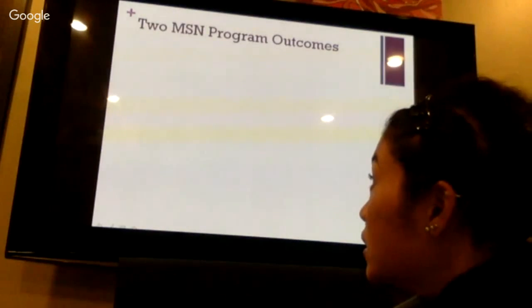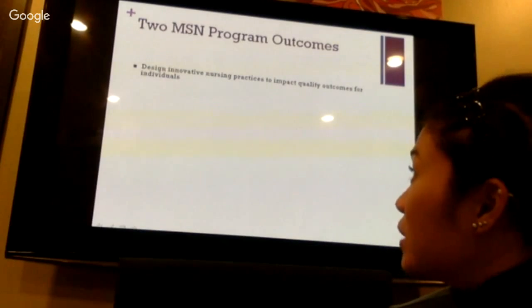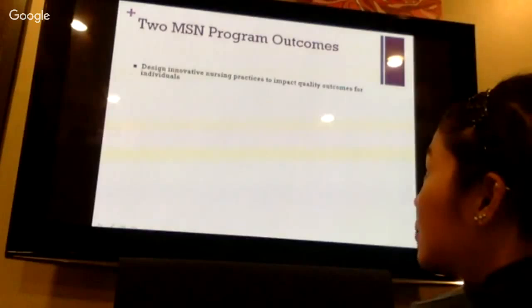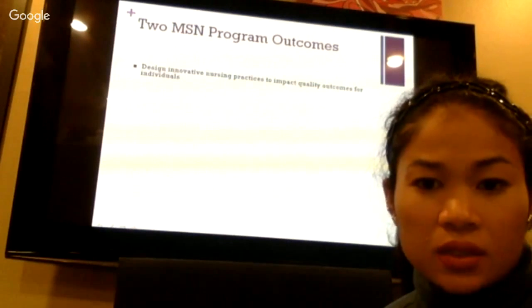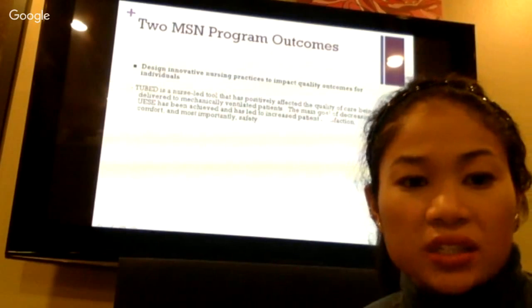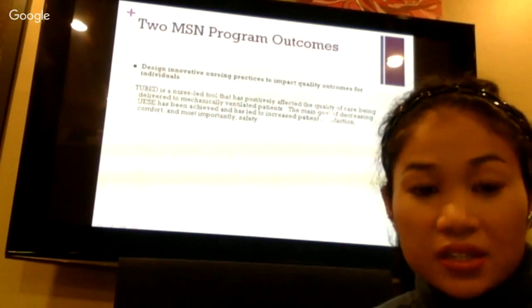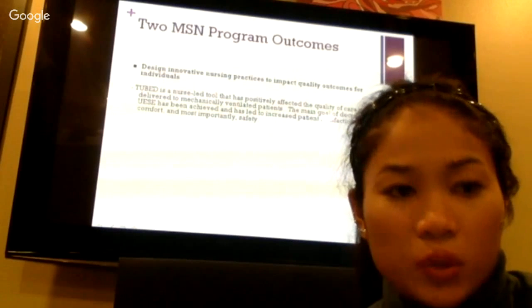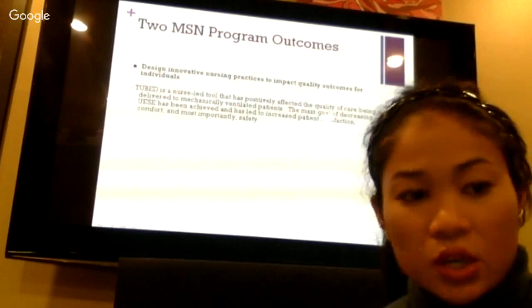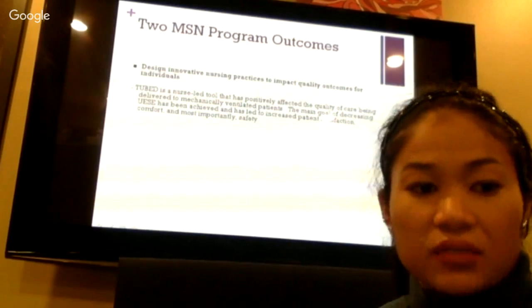So next one is the 2 MSN program outcomes. So the first outcome is design innovative nursing practices to impact quality outcomes for individuals. So the TUBE checklist is a nurse-led project designed as a tool for nurses to be pioneers in decreasing the incidences of self-extubations. All the components of the protocol serve as a guide to help nurses make the proper assessments for patients who are mechanically ventilated.